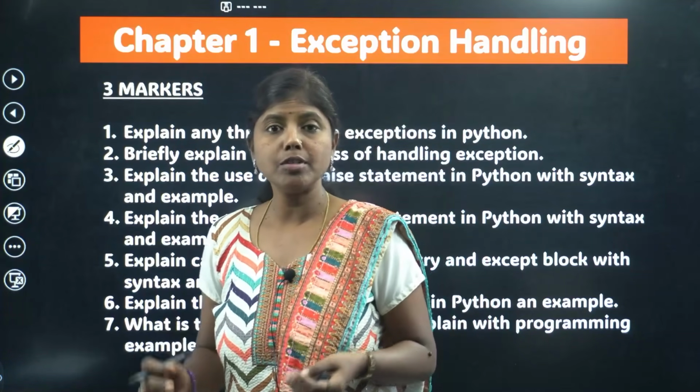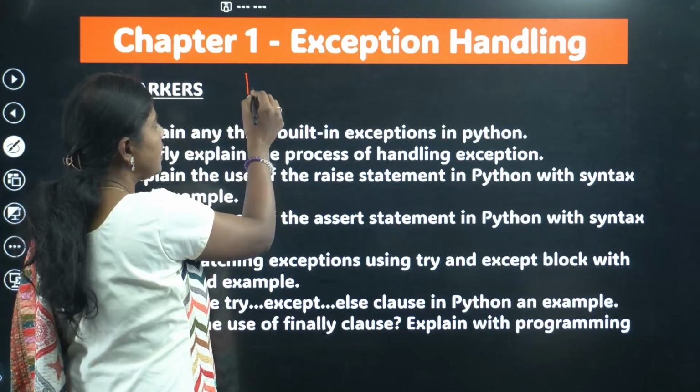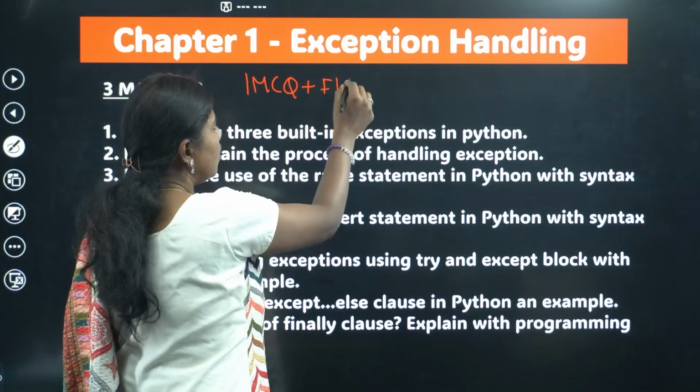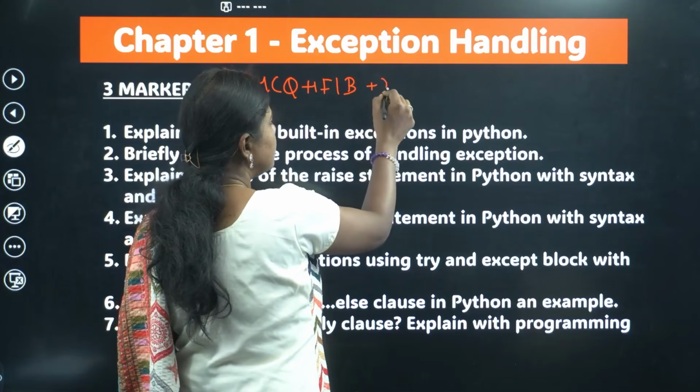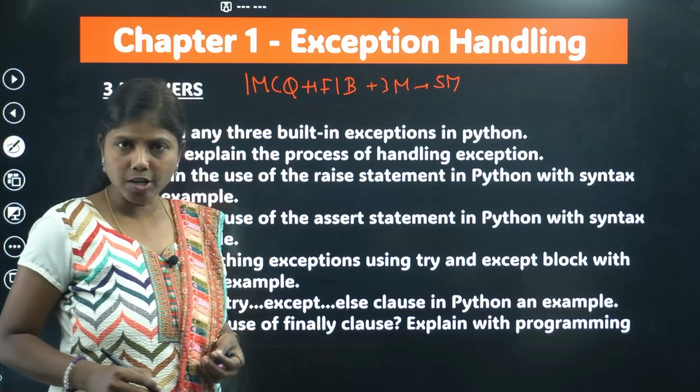So in this chapter, totally there are 5 marks allocated for it. 1 MCQ will be there, and 1 fill in the blanks will be there, and then we have one 3 marker. Totally 5 marks will be allocated for this chapter called exception handling.